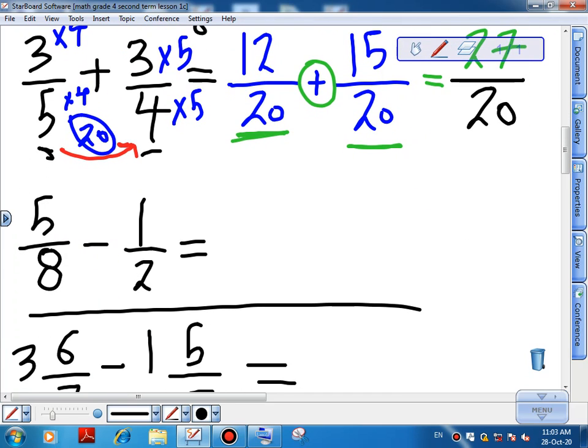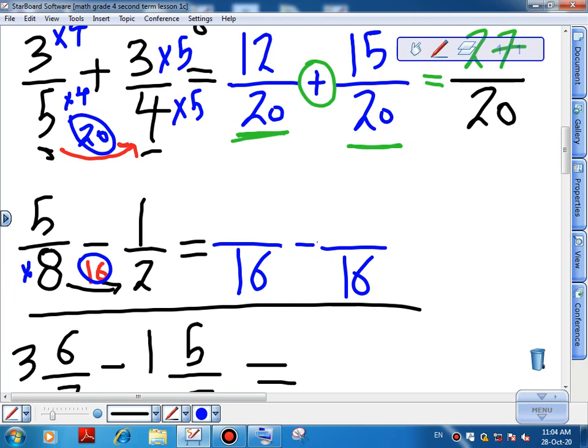If we need to subtract 5 over 8 minus 1 half, we have different denominators, 8 and 2. We need to get the lowest common multiple for 8 and 2, which is 8 times 2 equals 16. So we need to change both of these fractions. 8 will be 16, multiplied by 2. So 5 also times 2. 2 times 5 equals 10.